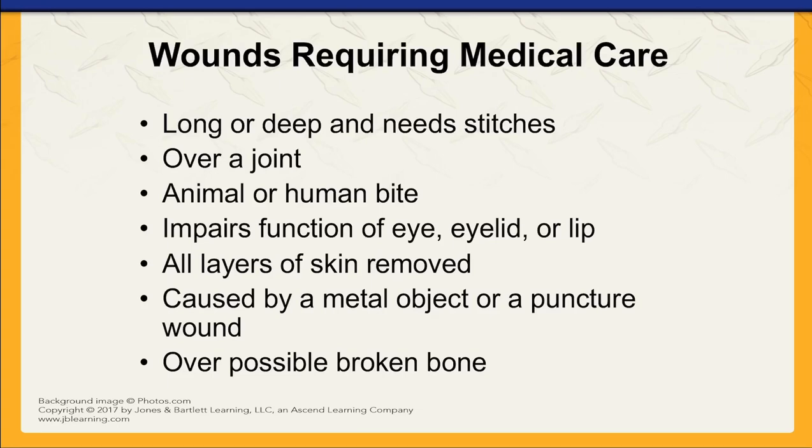If any type of injury impairs function of your eyes, your eyelids, or even your lips, you need medical care. If you have an injury where the top two layers of your skin, or all layers of your skin, are removed, you need medical care. This is your first line of defense, so if that's gone, you need to get treated professionally. If that wound is caused by some type of metal object, or it's a puncture wound, you need to be treated by a healthcare professional. If there's a fracture, you need to get treated.